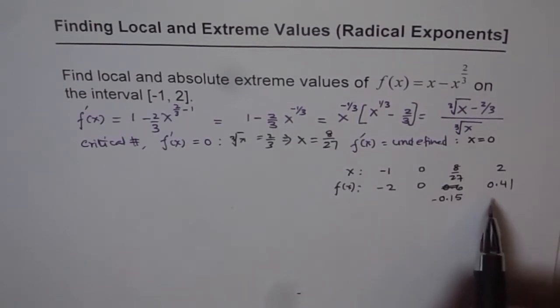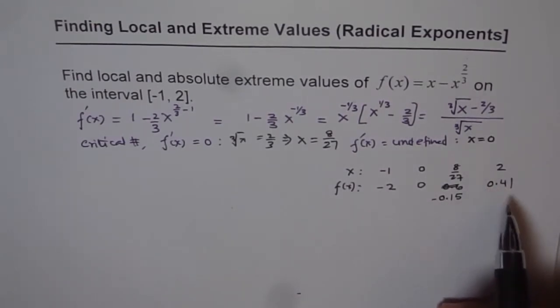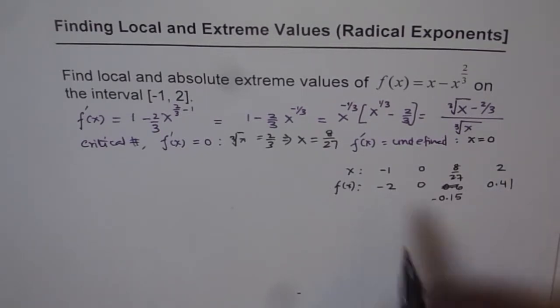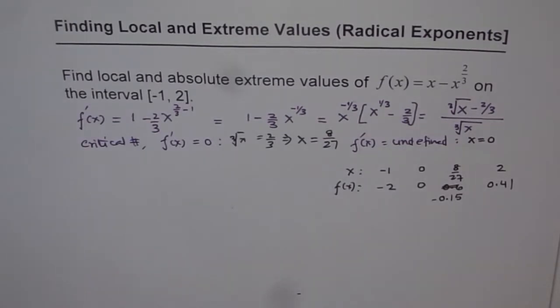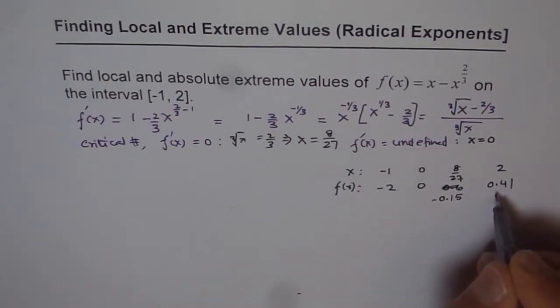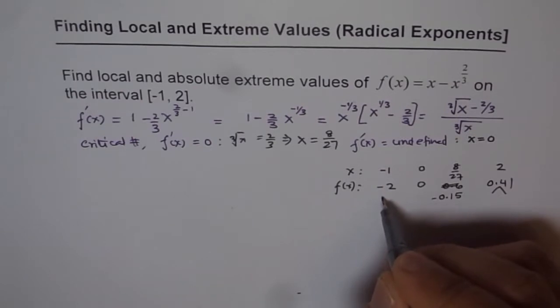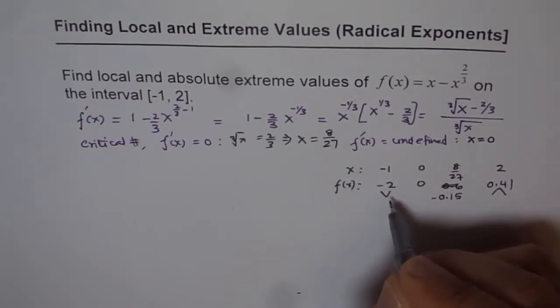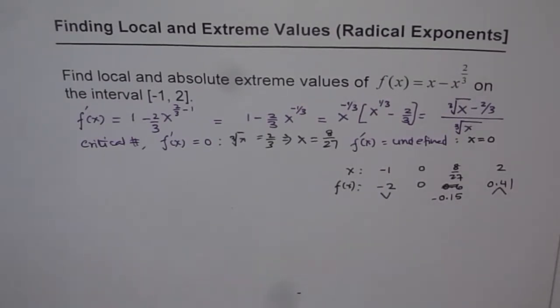Now as you can see from here, we have a maximum value of 0.41, and the minimum value is minus 2. So these are two extreme points, and we can say that these values are the absolute maximum and minimum values. So this becomes the absolute maximum, and this becomes the absolute minimum point for us, minus 2.